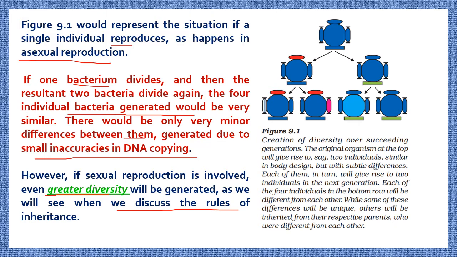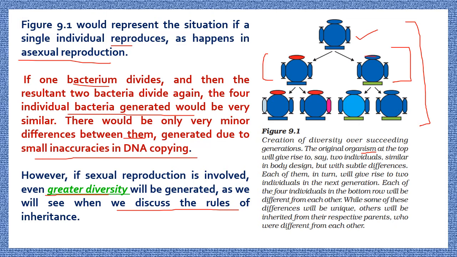Now let me explain this picture over here. In this picture, what do you see? See, here is the creation of diversity over succeeding generations. And how do you notice this? The original organism at the top, this is the original organism, okay? It will give rise to two individuals. For example, we are getting two individuals, this one and that one, okay? And see, these two individuals are similar in their body design, but they have minute differences. Here this minute difference is shown with the red color over here and the blue color, okay?